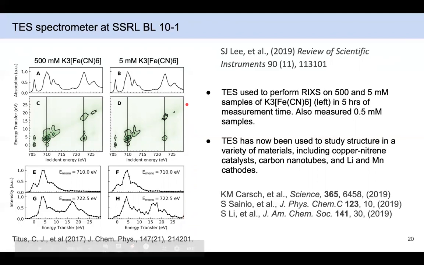And so far, the TES has been used to study quite a wide variety of materials, from catalytic and battery materials to carbon nanotubes. And I've listed some of those materials, some references for the studies here if you're interested in checking those out.